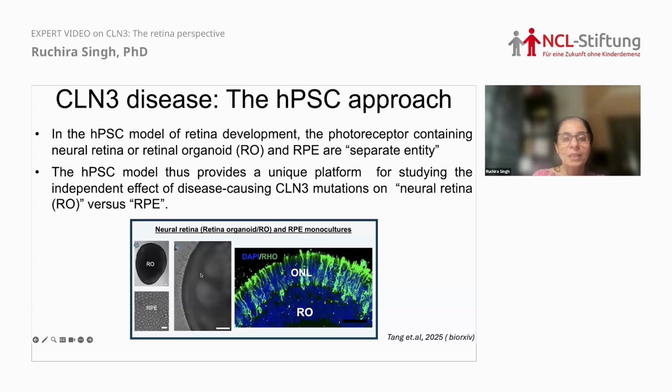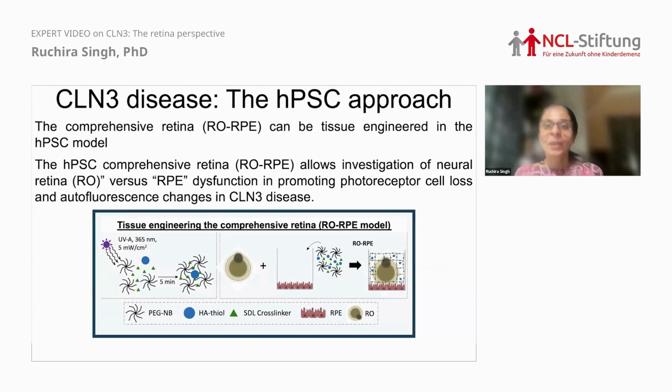So here you can see this is the neural retina, and these are the outer segments, and this is the RPE monolayer. And this is a higher magnification, basically showing you the outer nuclear layer in the dish, and you can see the outer segments. And so this is the retina organoid. So again, it enables studying them as individual entities.